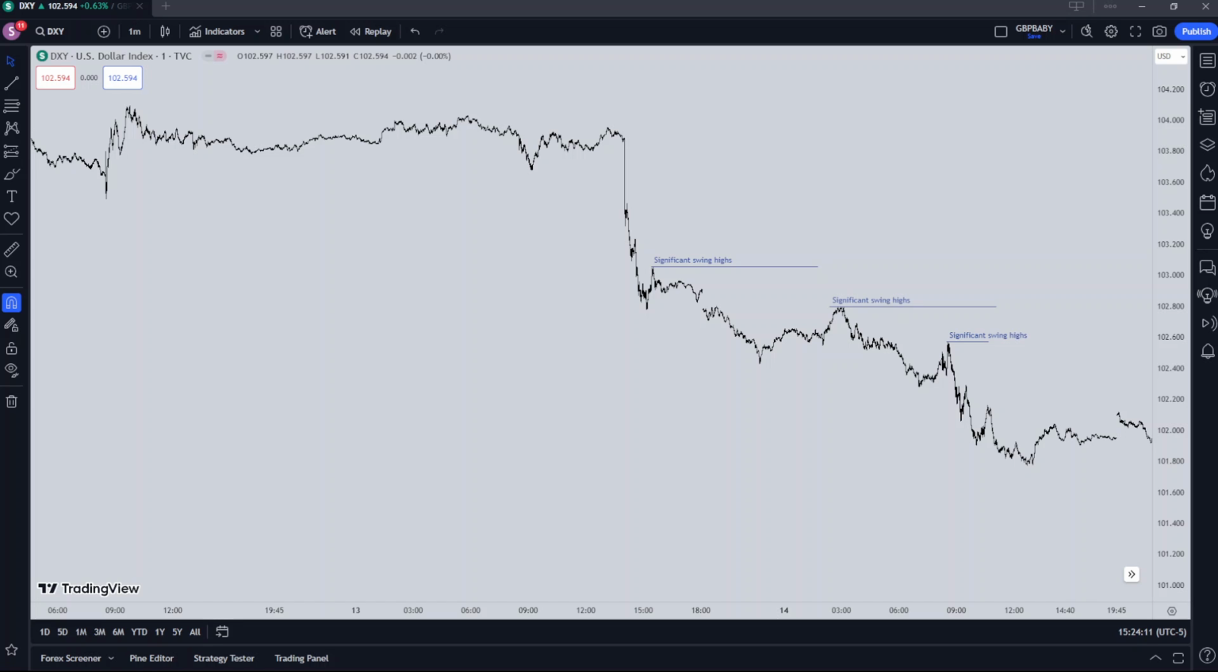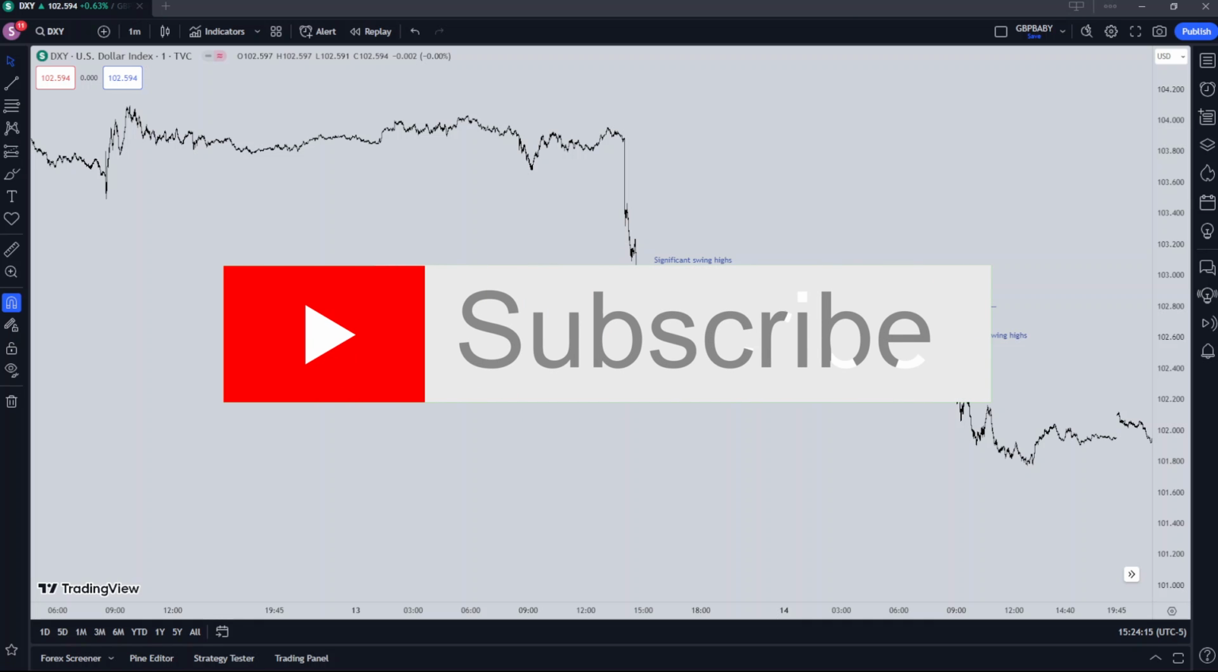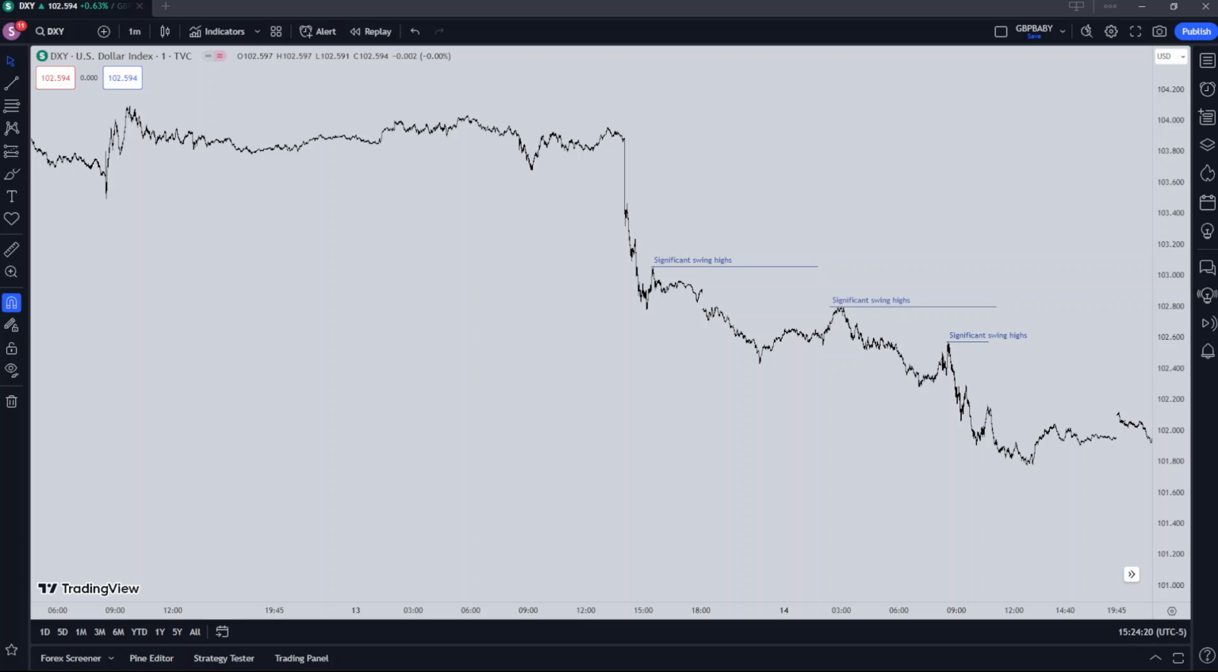Now you're probably thinking, okay, GBP baby, what is liquidity? Well, that's why you're about to turn on your post notifications and you're going to make sure to click on the next video, which is going to be showing you exactly what liquidity is. Well, explaining what it is, hopefully in an understandable manner.